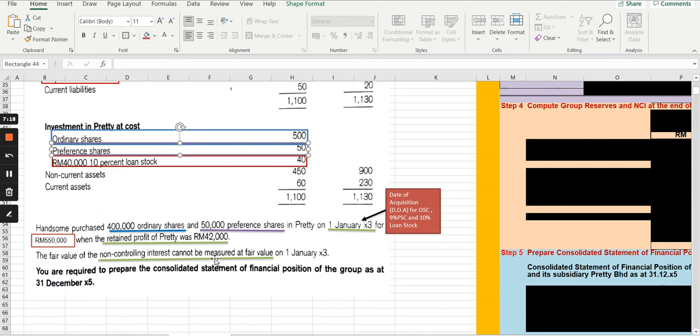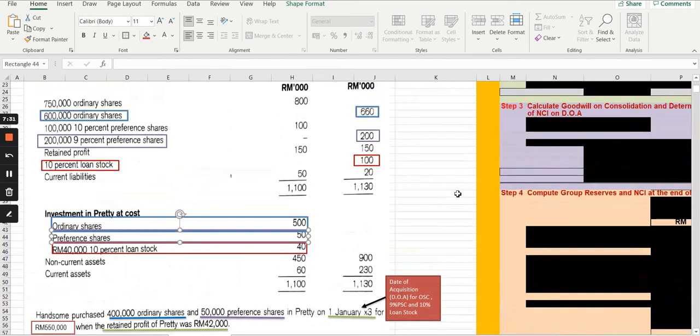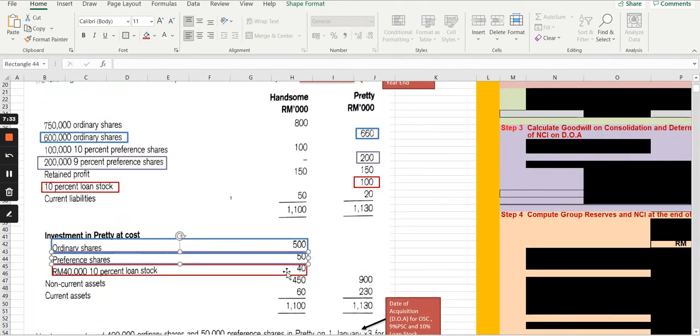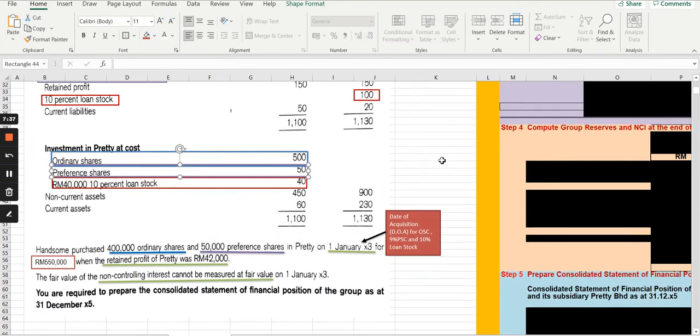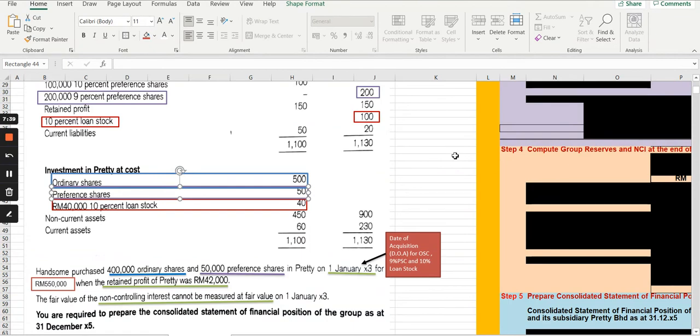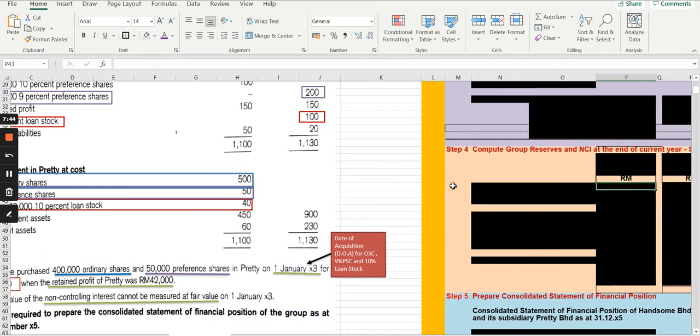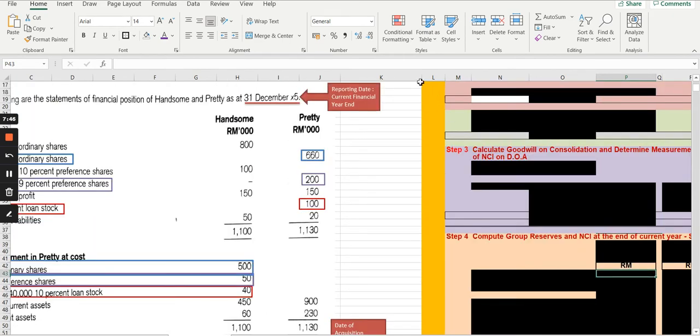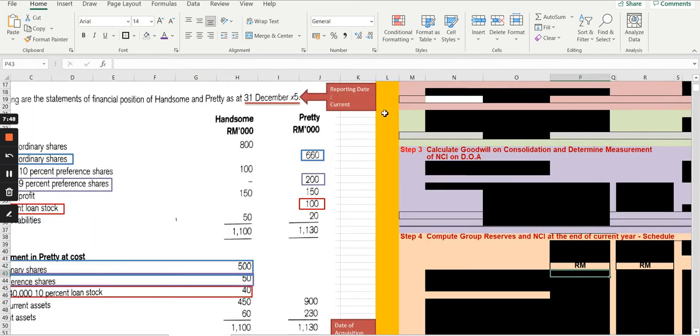So meaning that the non-controlling interest in the acquisition of ordinary shares will be based on the fair value of the net asset, and we're going to multiply that with the NCI shareholding. Okay, done with that. So this is the investment, and let us look at how we calculate the first thing before we can start doing our statement of financial position. The consolidation itself is to do some workings. So let's do the workings together, right?